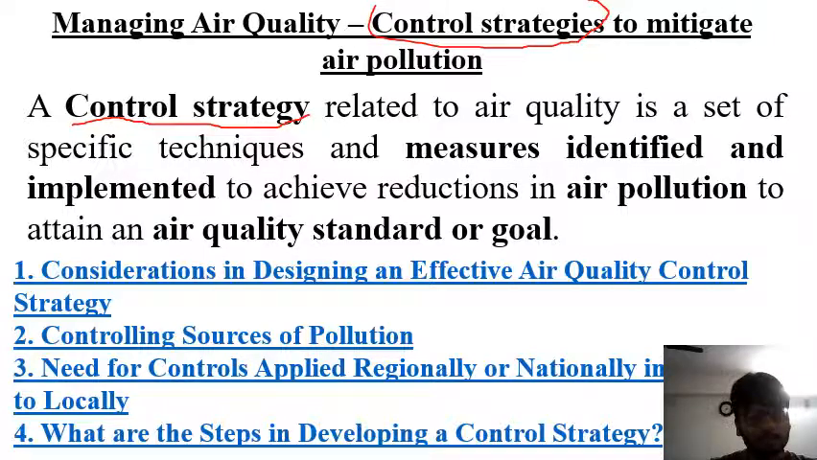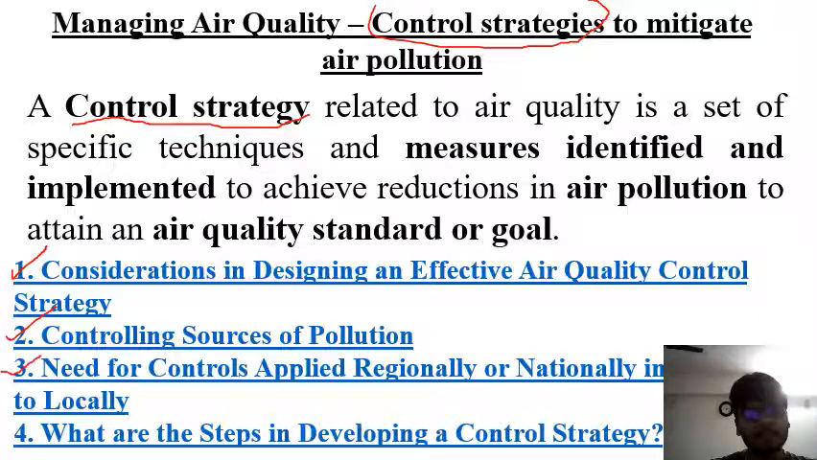The first step is considerations in designing an effective air quality control strategy. It defines the different considerations in designing an effective air quality control strategy. Whenever you derive an equation, you take some certain assumptions. These are the assumptions in designing an effective air quality control strategy. Next is controlling sources of pollution. You need to control the sources of pollution if you want to control it over a long period of time.